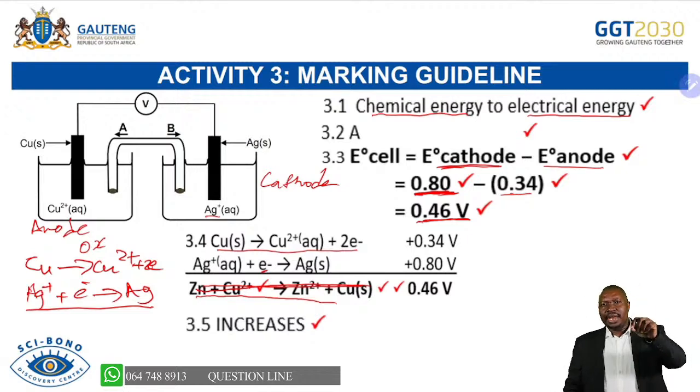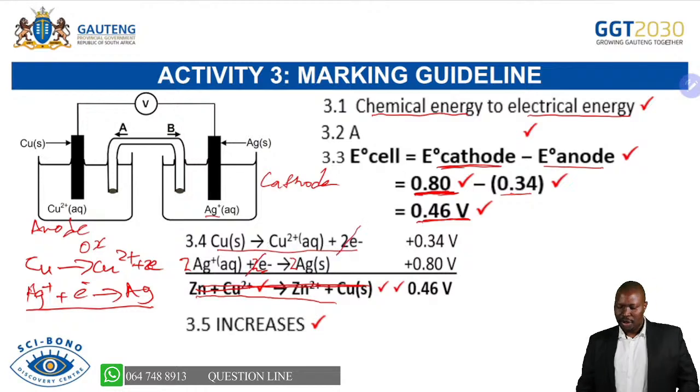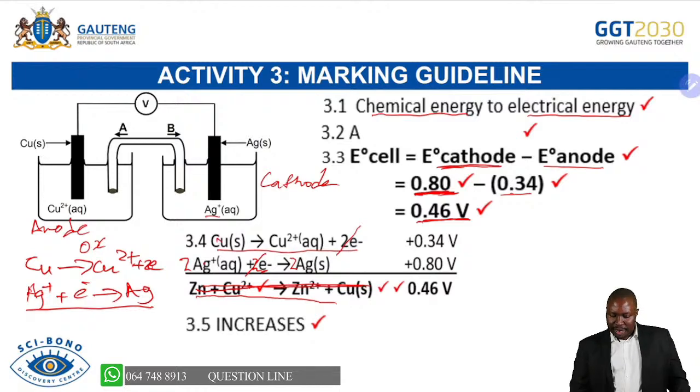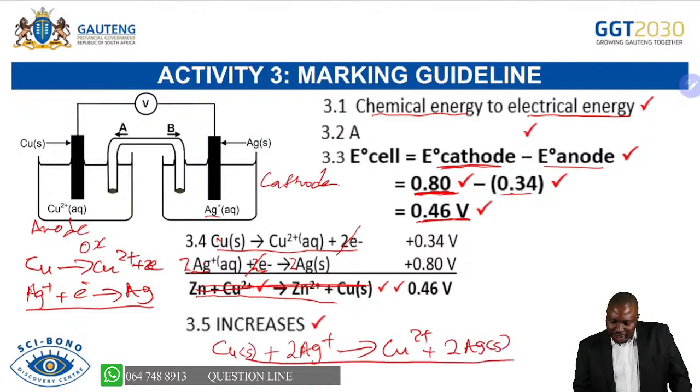So remember, step number 1 is to balance the electrons. So you write the 2 there: 2 Ag plus, plus 2 electrons, forming 2 Ag solid. When the electrons are balanced, you cancel the electrons. What do you write on the left? On the left there, we have copper solid plus 2 Ag plus. On the right, you have copper 2 plus and 2 Ag solid. So you are able now to get your 3 marks.